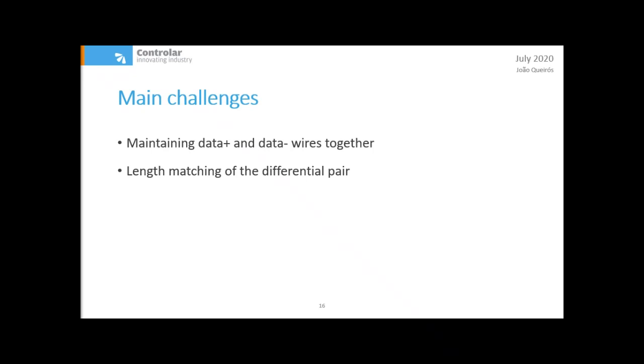For these cases, maintaining data plus and data minus as close as possible, preferably on the same cable, can help minimize the impact of noise on the signal. Although not required for many interfaces, using shielded cables may improve signal integrity in high electrical noise environments. Also, when developing PCBs, maintaining the correct differential impedance can also be a challenge.